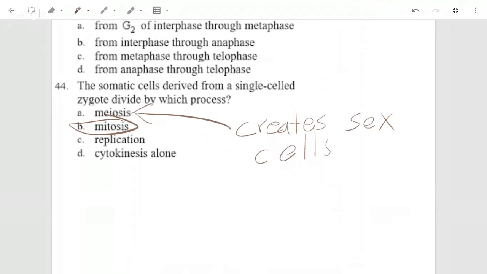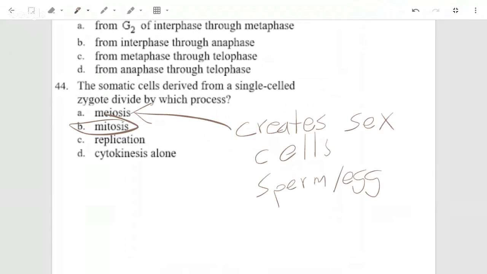Any other cellular process of growth, of cell division, anything is going to be mitosis. Mitosis is general cell growth. Meiosis is only for creating sex cells. It's only for making sperm and eggs or ovums. That's it. There's no other option there.